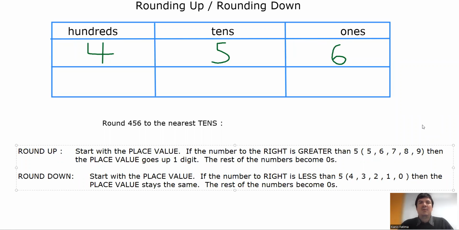Hello, class. Today we're going to learn how to round up and round down different kinds of numbers.